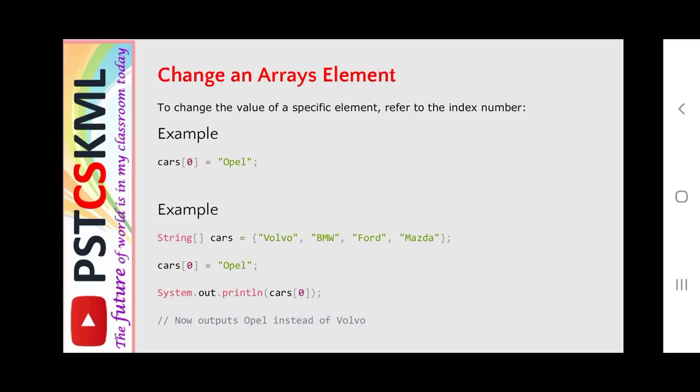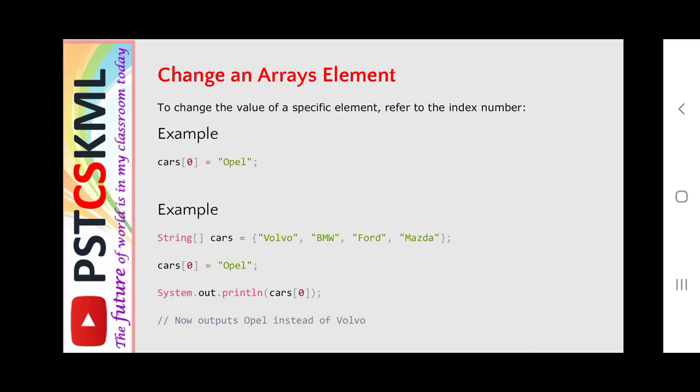Change an array's element. To change the value of a specific element, refer to the index number. So we already have Volvo as the first index 0, but say we want to change it to Opel. So we write back the array, String cars, Volvo, BMW, Ford, Mazda. But I don't want Volvo as my first output at index 0, so I write cars[0] and assign Opel as my new value. That means when you print cars[0], you won't get Volvo, but you will get Opel as the output.